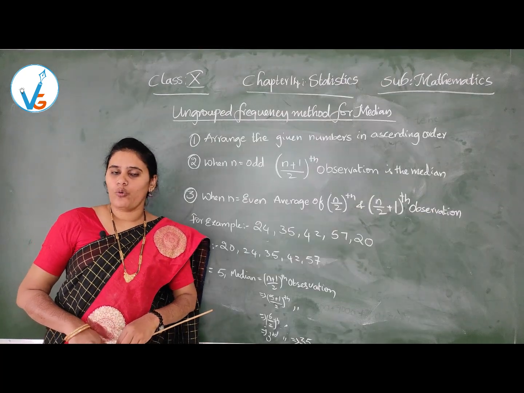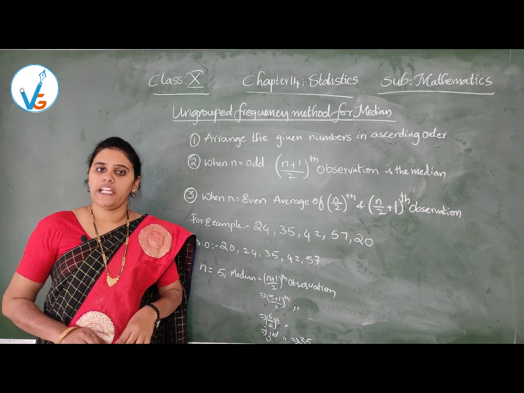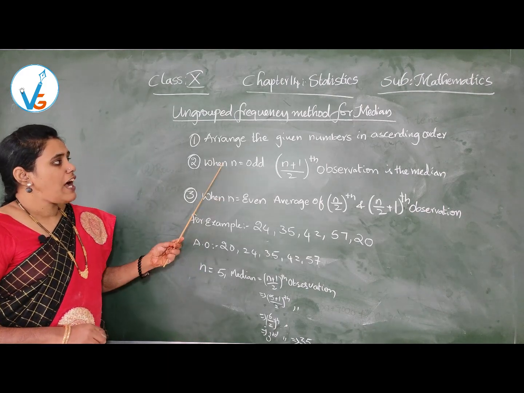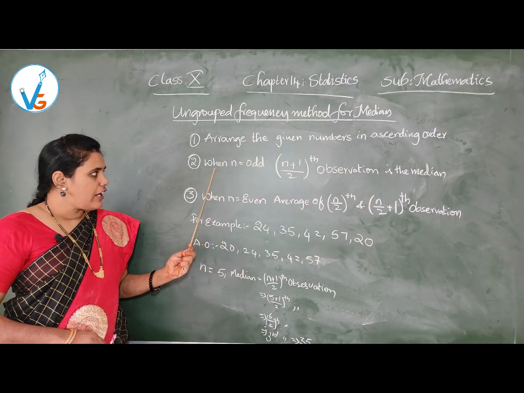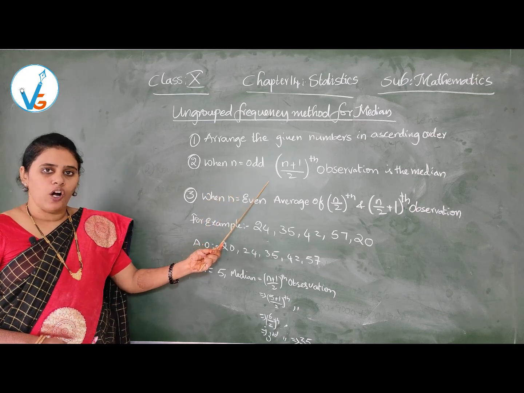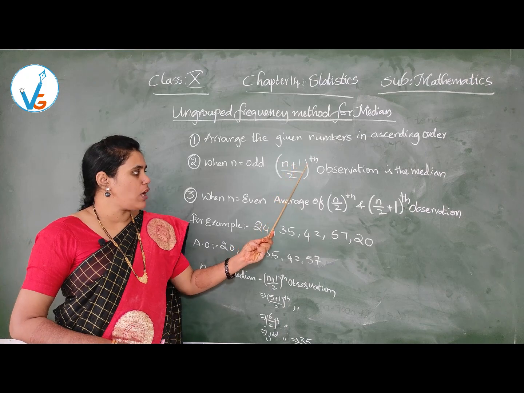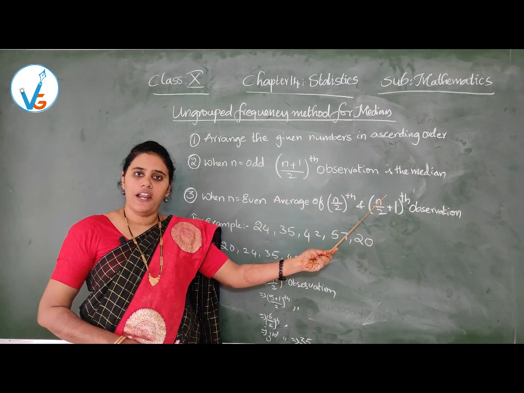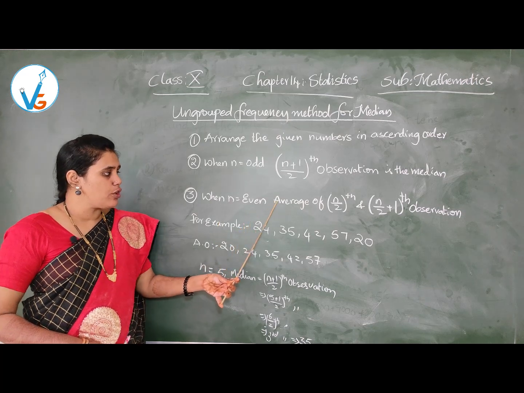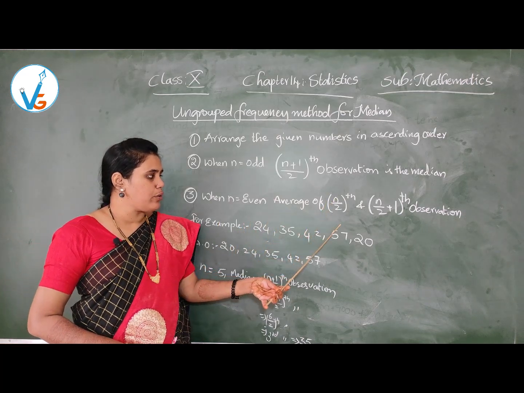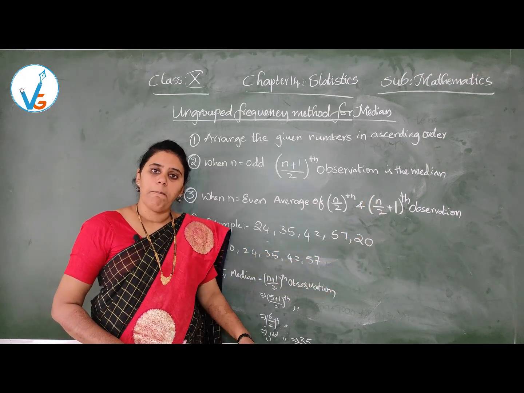Here now we are going to discuss about the ungrouped frequency in the median. So first of all you have to arrange the given numbers in ascending order. Then after you have to find out whether n is odd. If n is odd, then you have to use n plus 1 by 2th observation as your median. Next, if n is even, then you have to use average of n by 2th and n by 2 plus 1th observation as your median.